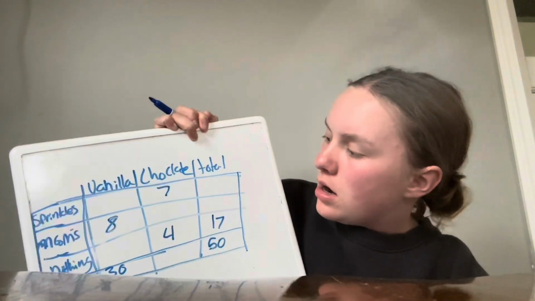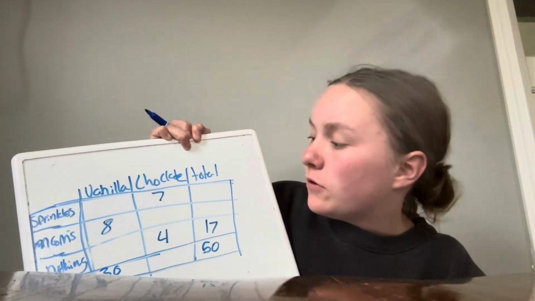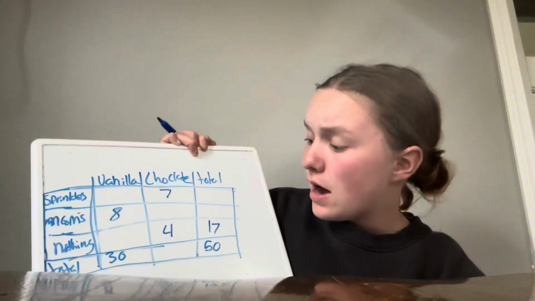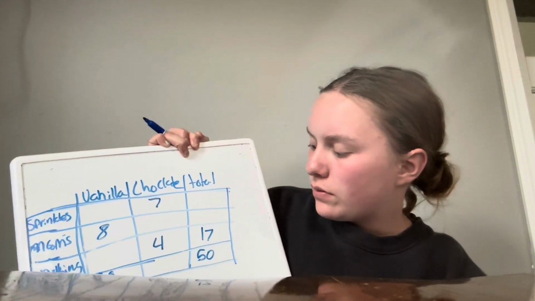So the numbers that we were given: the amount that likes chocolate, M&Ms, nothing on their ice cream, and the total of people who like vanilla. So this is our frequency table for now. Now we need to figure out the rest of the numbers.